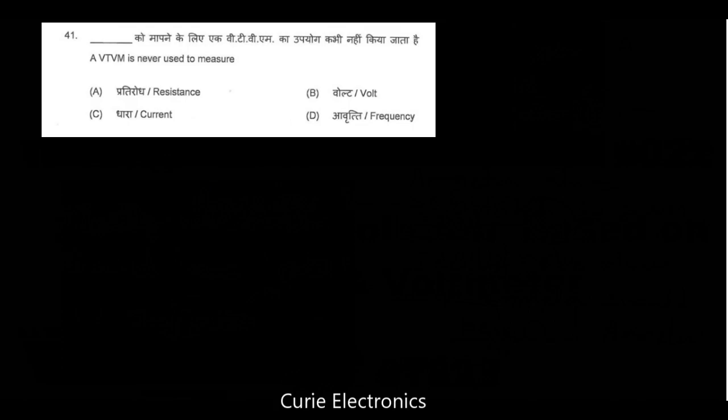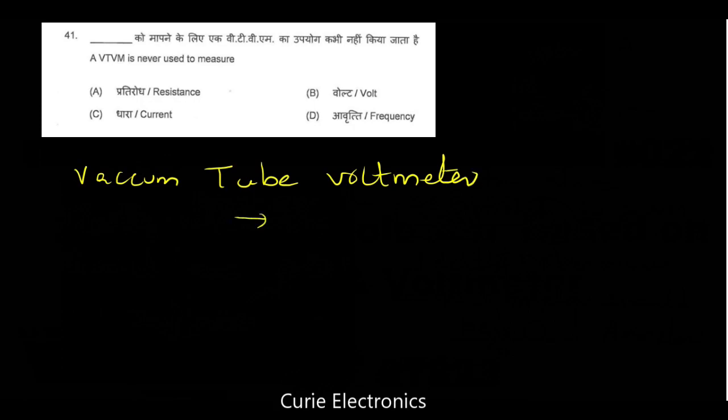This question you have to just remember, because we are not going to learn about this. A VTVM, vacuum tube voltmeter, is never used to measure current, because it has a very high input resistance. So it is never used to measure current. Option C is the right answer.